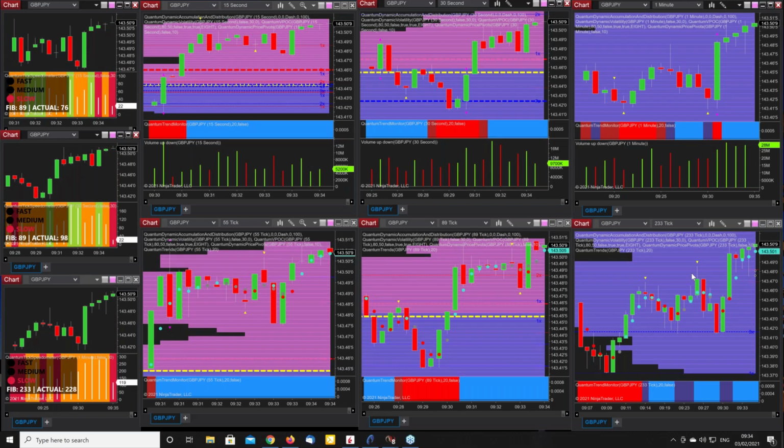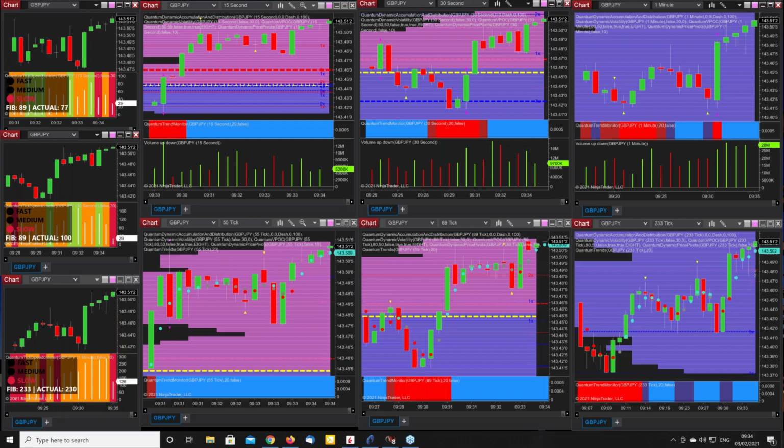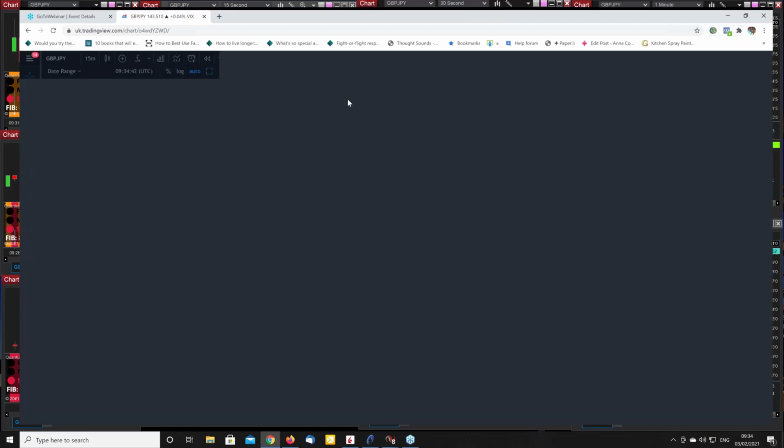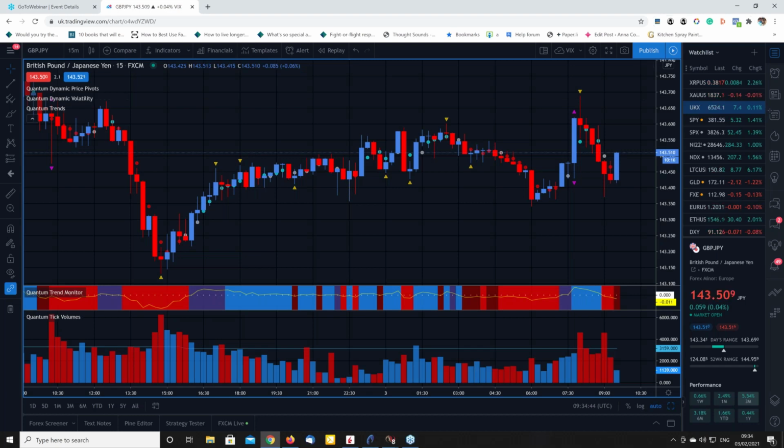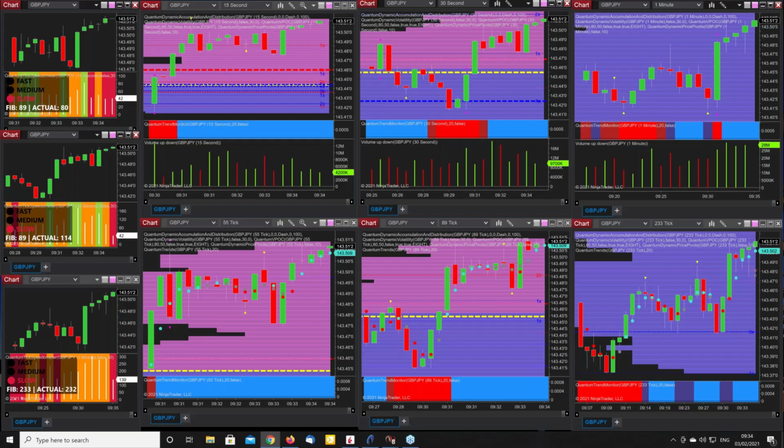Looks as though the pound's coming back a bit. And as I said, that buying that came in over on, there we go, let's pull it over. Just to show you the power of VPA. Move that out of the way. There we go. Where do we see it? Stopping volume coming in here. Off up we go. There we go. That's the power of VPA.